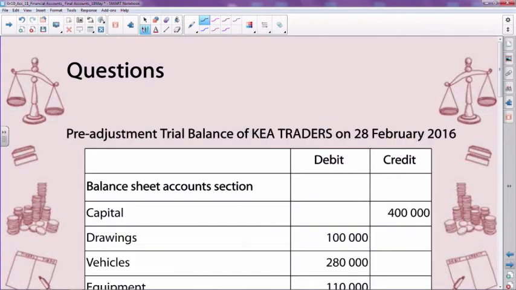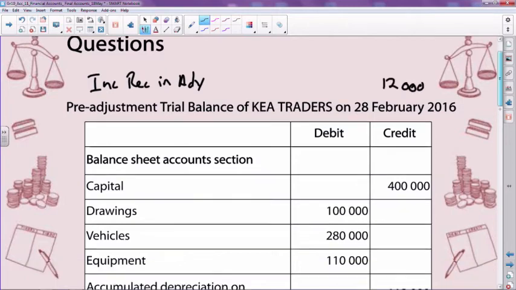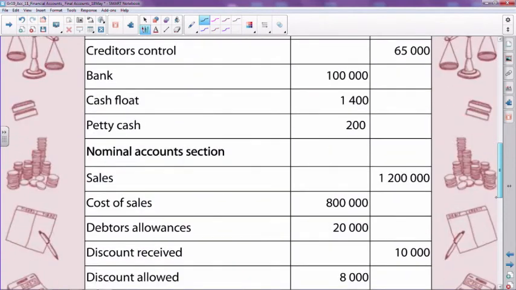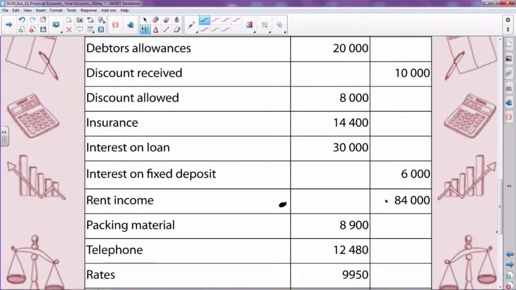So let's go look at the pre-adjustment trial balance. Let's go and include your income received in advance. I'm abbreviating, please don't abbreviate, but if it's your rough work, you can abbreviate, and let's place 12,000 there. Now, what happens to your rent income, which is here at the bottom? Let's look for it. There it is. We need to minus it. So minus 12,000, and that will be placed on the debit side.